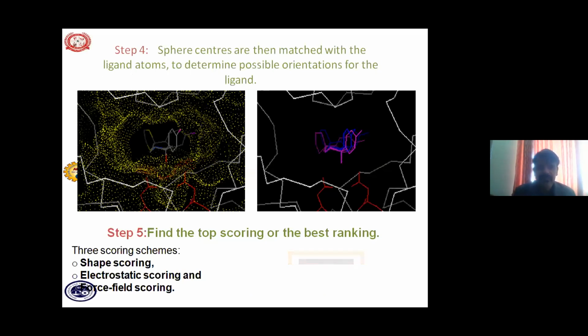Then next, step 4 says we look into ligand atom matching. Determine the possible orientations of the ligand. After you see the orientations, you find the top scoring match. With the top scoring schemes, we will see the shape, electrostatic scoring, and force field scoring. All of these should be scored, so look into that for the best matching.